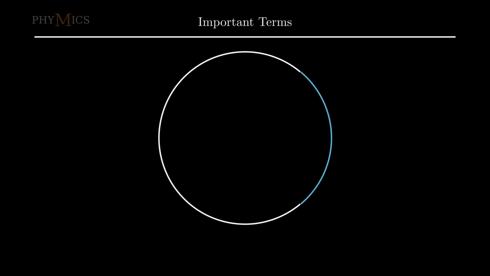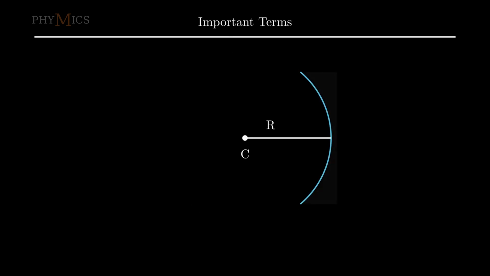Next term is center of curvature, which is denoted by C. It is the geometric center of the sphere from where the mirrors are obtained. The second term is radius of curvature, denoted by R. It is the radius of the spherical ball. The next term is the pole, denoted by P, which is the center of the polished mirror.